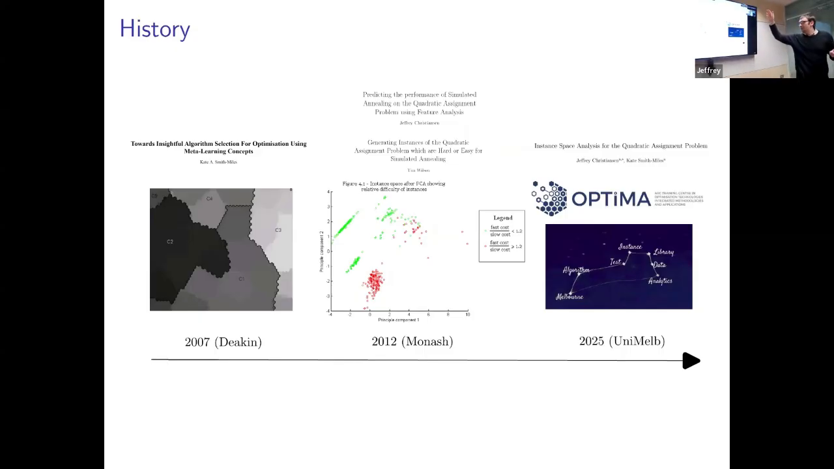Then in 2012, there are some of the results from the principal component analysis based analysis, which I worked on at Monash in that undergraduate project, and Tim Wilson is my guest here today, who worked on evolving new instances to be easy or difficult. And now at Optima, there's a new set of tools. Can we build on those and find out even more about the quadratic assignment problem?